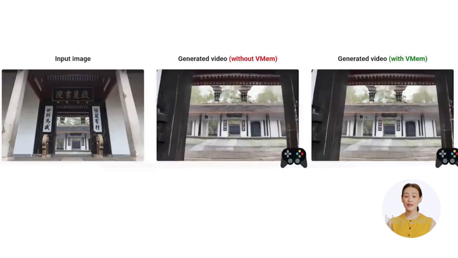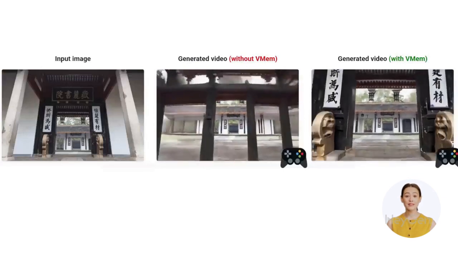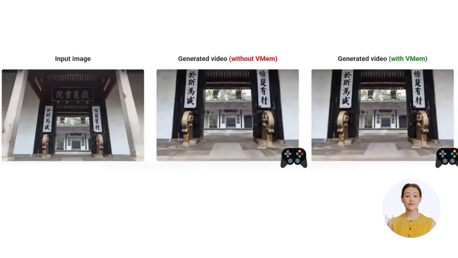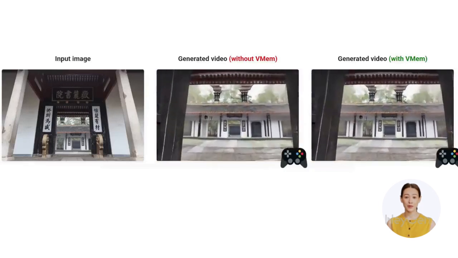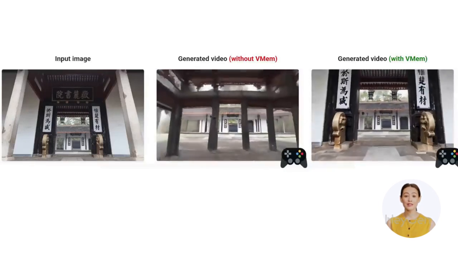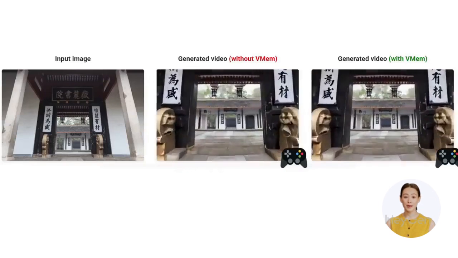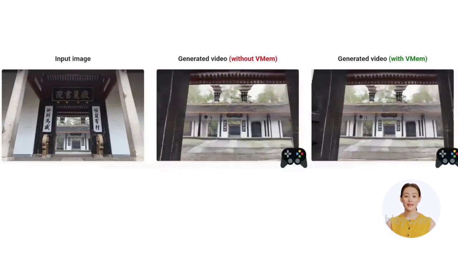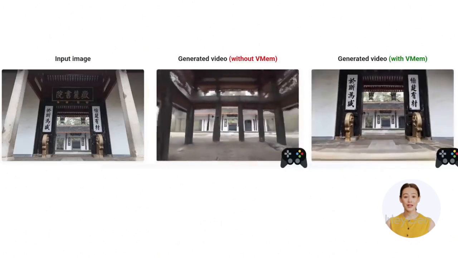So here's yet another example. Notice that without this VMem, then the AI doesn't actually remember what was in the previous frames. So it could not get these Chinese signs correct. But after VMem, it's able to remember what the scene actually looked like and regenerate it pretty well.